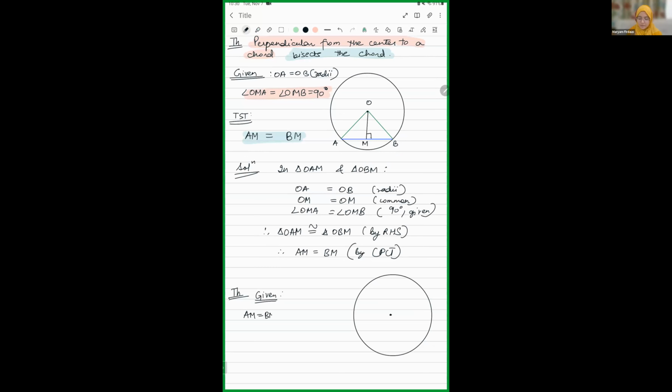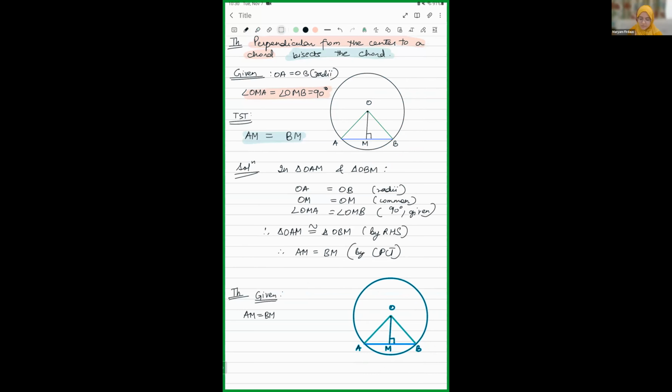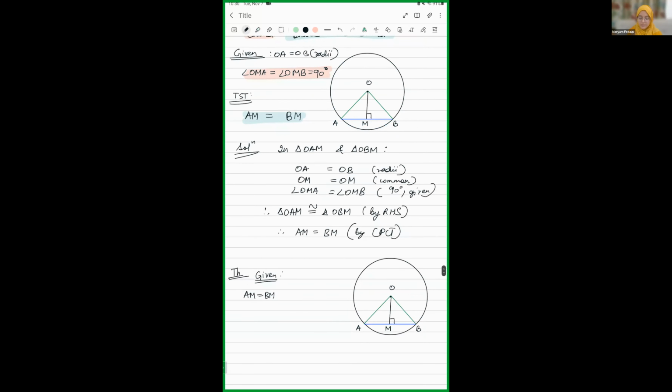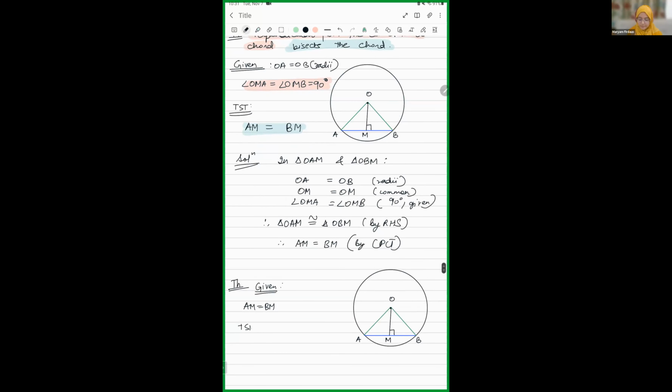What I'm going to do is I'm just going to copy paste this thing. You all please make a new figure, okay? Quickly. It doesn't have to be very neat. It's going to be the same as the previous figure, okay? Given AM is equal to BM, and over here we have to show that OM is perpendicular to AB.